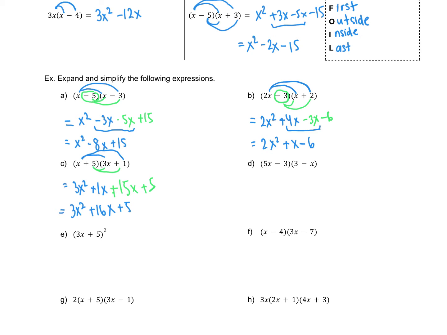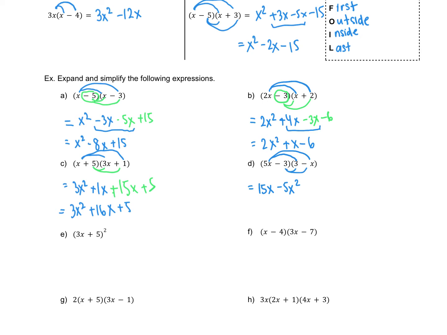Okay, in D, all that I've done here is I've switched around the x and the constant term in the second bracket, but that doesn't change anything. We just have to be really careful when we collect our like terms. So I'm going to do the first set of brackets. 5x times 3 is 15x, and then 5x times negative x is negative 5x squared. Notice because I swapped the terms, my x squared term ends up being the second term instead of the first. But we'll fix that at the end.